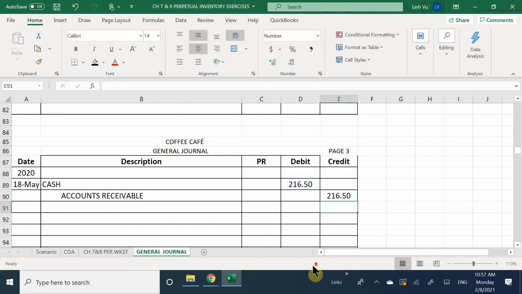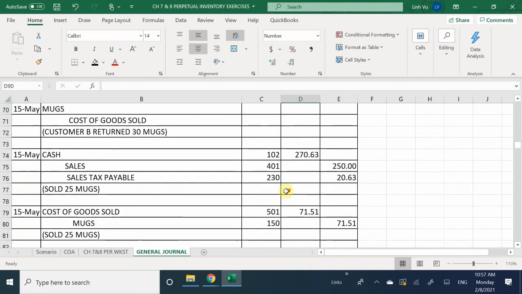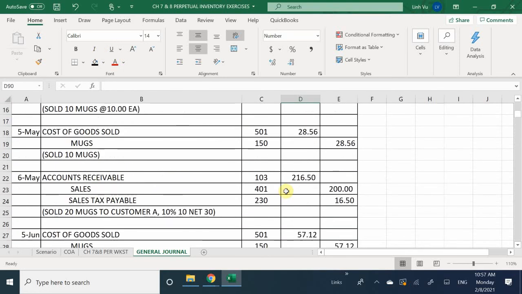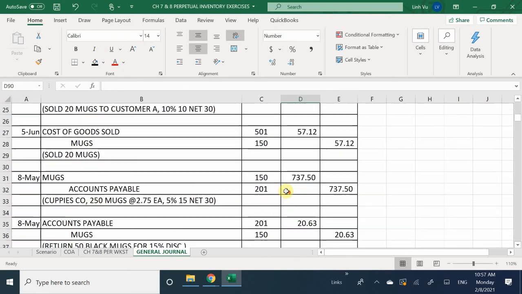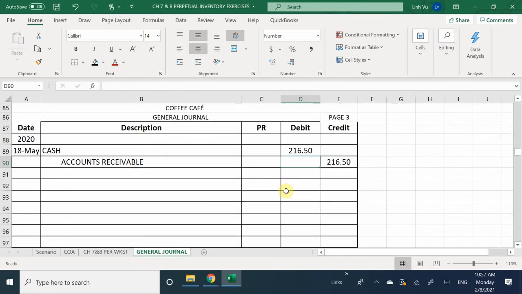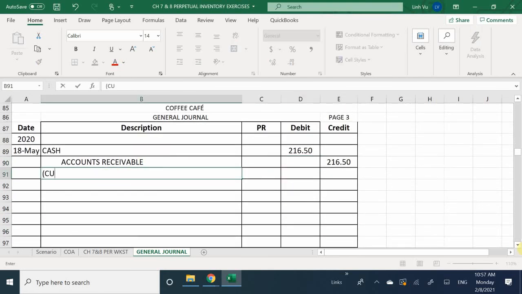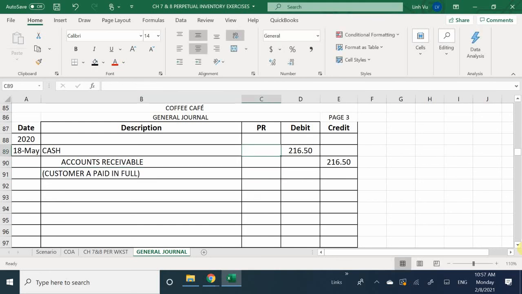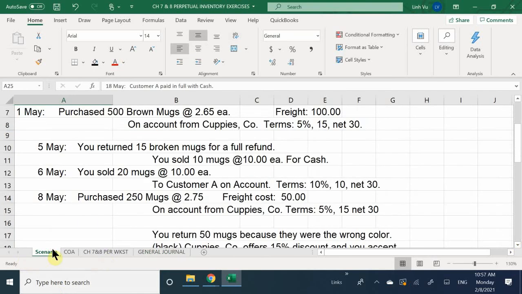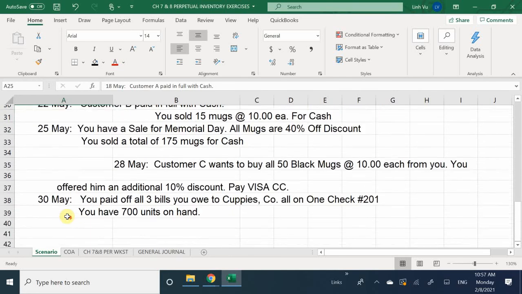Is it $216.50? Let's see. $216.50. So there you go. So $216.50, and I'm going to write here that customer A paid in full. Of course, the account for cash is 102, and the account for accounts receivable is 103. All right.